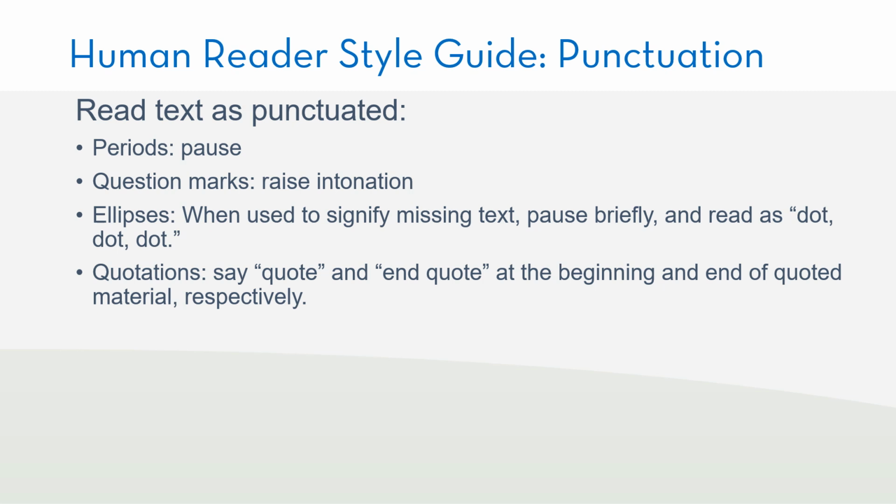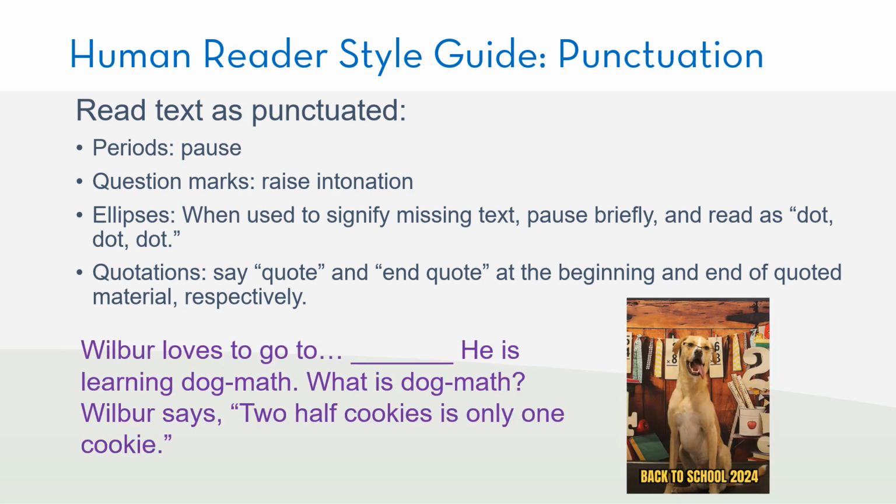When there are quotations, you will say quote and end quote at the beginning and end of quoted material. For example, Wilbur loves to go to ... He is learning dog math. What is dog math? Wilbur says, quote, 2 half cookies is only 1 cookie, end quote. Notice I did not do anything different when reading over the commas or the hyphens, as those are not the punctuations that are described in this training.